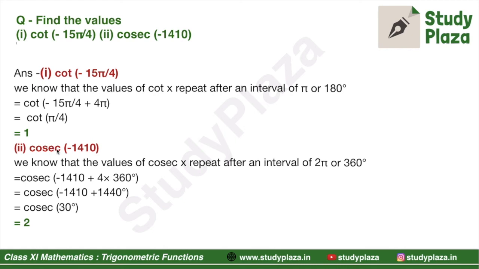Similarly, cosec(-1410 degrees), and cosec repeats itself after an interval of 2 pi. So we will add a multiple of 2 pi, that is 1440, that is 4 pi, will add here, and we get cosec 30, and the value of cosec 30 is 2.